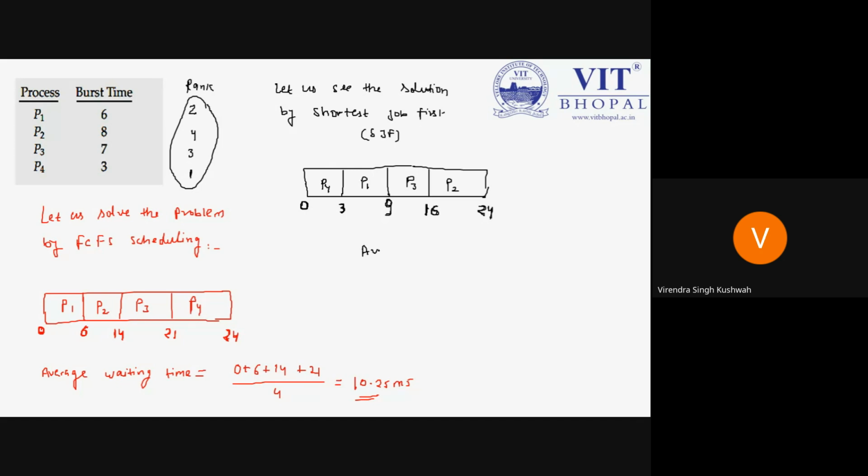So if we need to calculate the average waiting time, you can take process P1 having the waiting time 3, process P2 having the waiting time 16, process P3 having the waiting time 9, and process P4 having the waiting time 0. And I need to divide by 4, so I can get the answer. You can tell me the answer. Yes, 7 milliseconds. Let me calculate once again in front of you. 3 plus 16 plus 9 plus 0. So I'm getting 7 milliseconds.